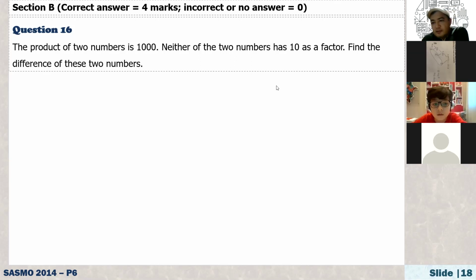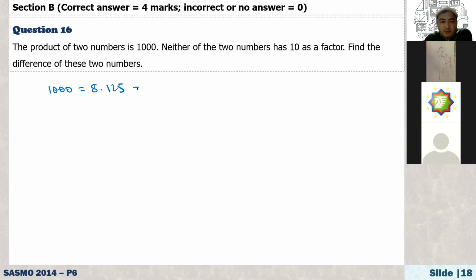I write 1000. Yes, I can see that. So you found prime factorization of 1000, right? Very good. So 1000, we can write it as 8 times 125. Or simply, 8 is 2 cubed, times here we have 5 cubed.